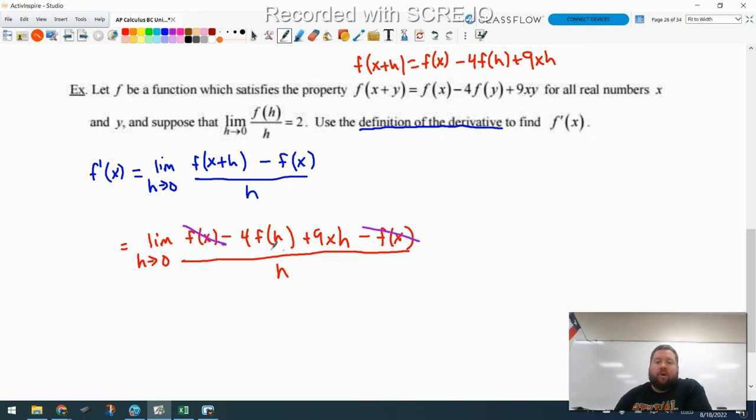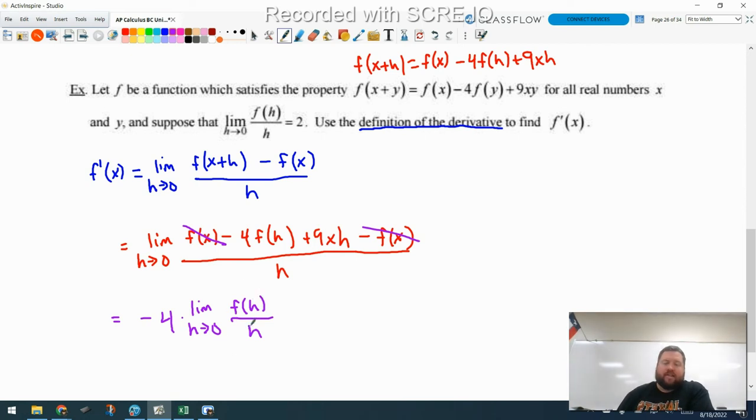All right, now what I want to do is kind of use my limit properties and separate this out. So I'm going to separate this into two limits at the plus sign right here. So I'm going to have this over h and then this over h, each with a limit. And then for my first limit, I'm going to pull out the negative 4. So I'm going to have negative 4 in front, multiplied by the limit as h approaches 0 of f of h over h.